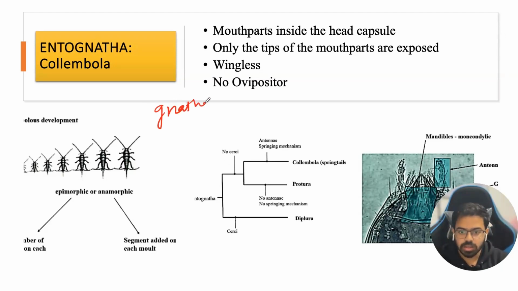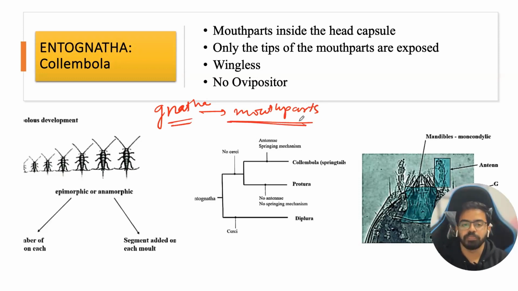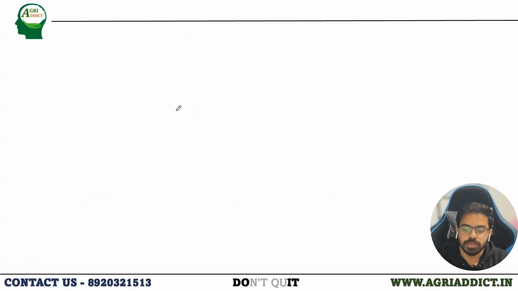Natha means something associated with mouth parts. Ento means inside, and ecto means outside. So if the mouth parts are inside, then it is Entognatha. If the mouth parts are outside, then it is known as Ectognatha. It is very easy. But again, the question comes, what do you mean by inside and outside? Anna, what do you mean by inside and outside? Ecto means out, endo means in.